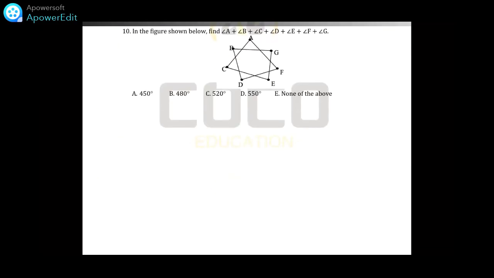Now let's move on to the next question. To find the sum of angles here, we can use the formula 180 degrees times the number of corners minus 360 degrees times the number of intersection points. Right, so A, B, C, D, E, F, G, that's 7 corners here. So it's 180 times 7.